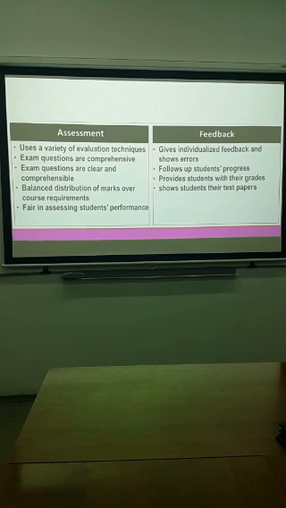Whether the exams are oral or written, it's better to use a variety of evaluation techniques. Sometimes give oral questions, sometimes written questions, even different types of questions. We have multiple choice, calculation, true false, essay, lots of types of questions. Sometimes students write a report, sometimes they work together in groups.